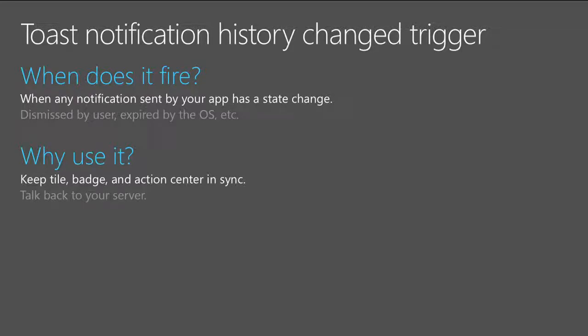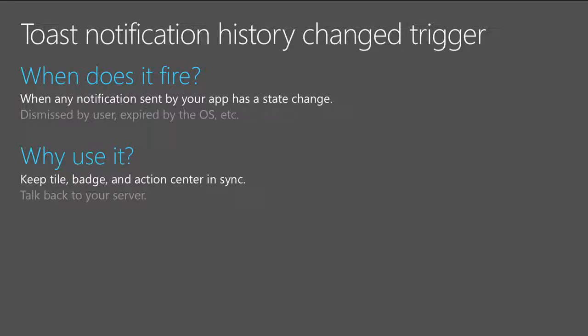Now, why would you do that? Well, she had a great example. One would be because you're dismissing things, and you have a tile that has a number that says how many things you have. And so you want to make sure that number stays in sync. Well, you can't bind them together because that doesn't make any sense, totally different subsystems. But what you can do is have your background task in between. So it fires the event, your background task responds, and updates your tile.